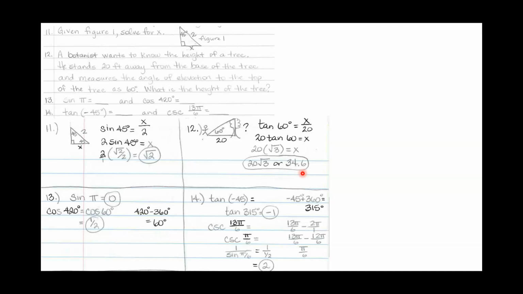All right, then 13, they ask us for the sine at pi. So look on your unit circle and go around to 180 or pi. And remember that sine is the y value there, so sine would be 0.